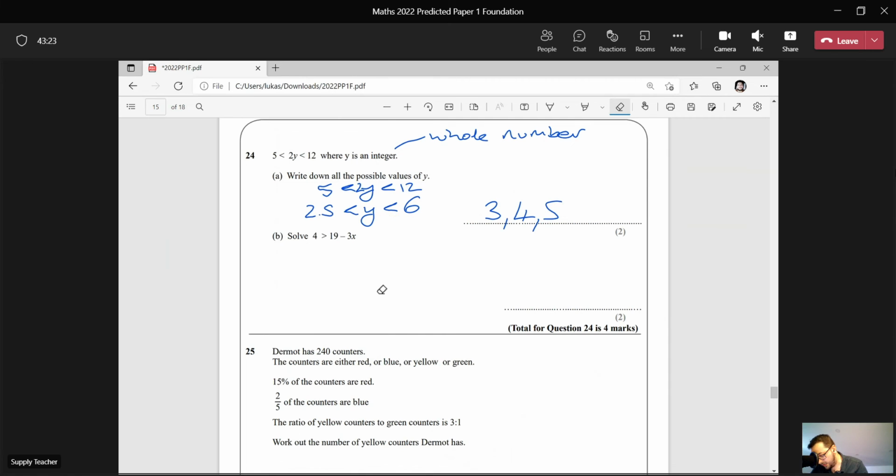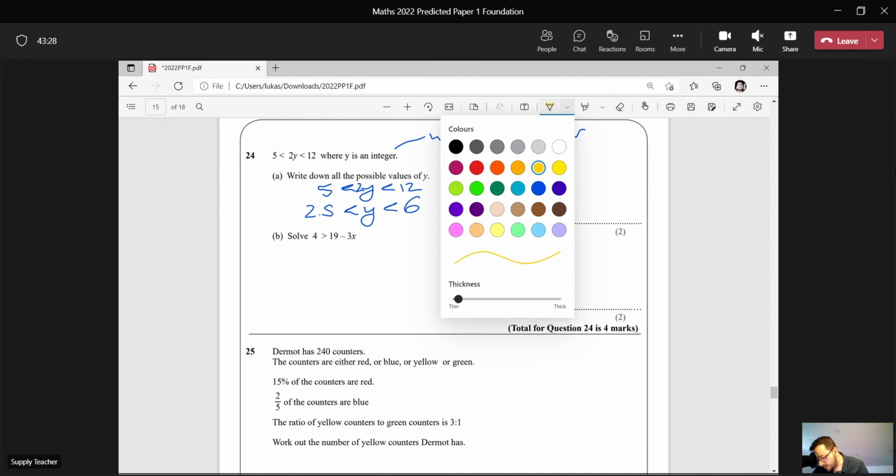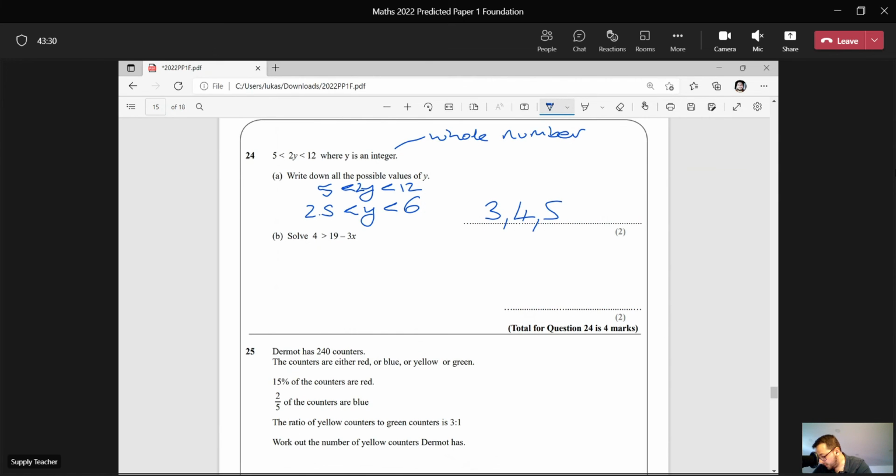But because there isn't, we can't have that. So that's that. Okay, so next question, it says solve 4 is more than 19 minus 3x. Well, you can treat this more than sign as an equals and just solve it as normal. Now the first thing that I'm not enjoying is the fact that this is a negative number. So I'm going to move this minus 3x over to this side to make it plus.